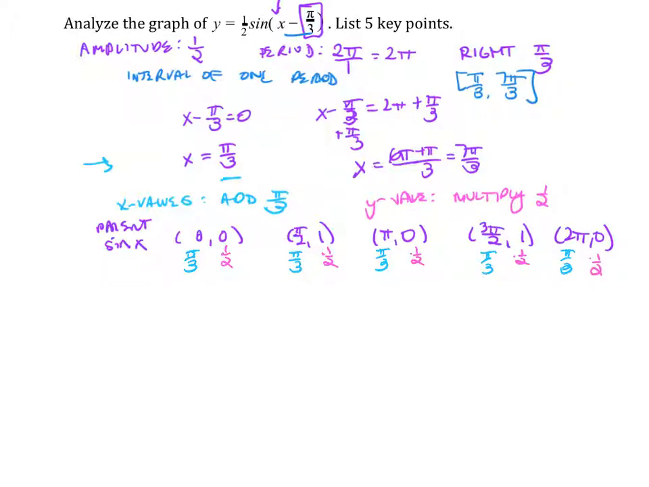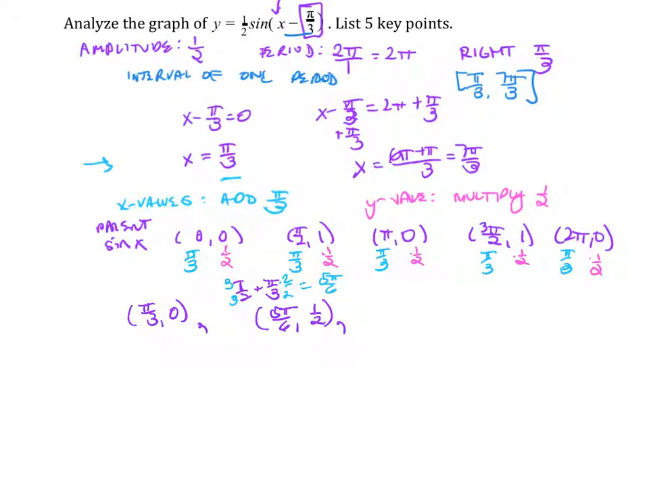So this left side's the 0, 0. That's just going to be pi over 3 and then 0. Then the pi over 2 plus pi over 3. So we need a common denominator. So this is going to end up being multiplied by 3, and then multiply this by 2. So this is going to be 5 pi over 6. So 5 pi over 6 and 1/2, 1 times 1/2.